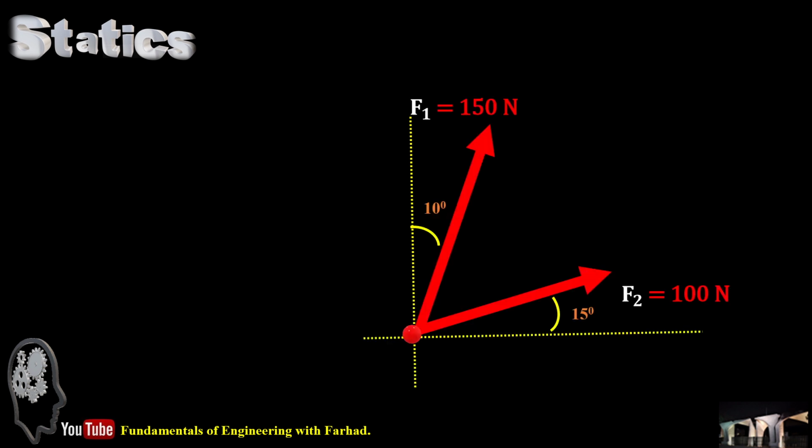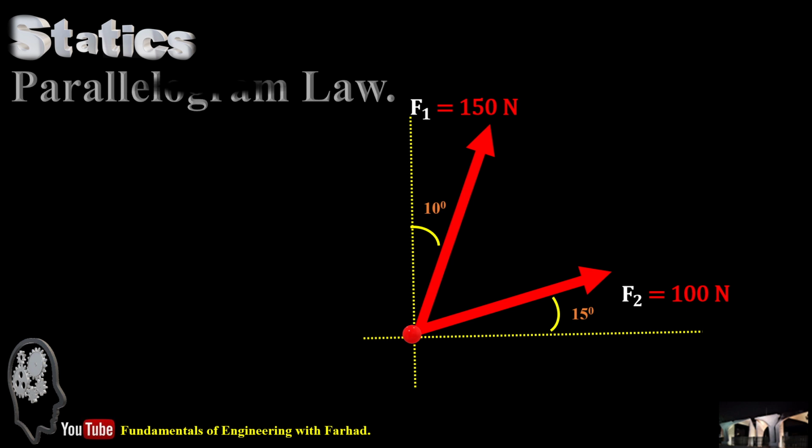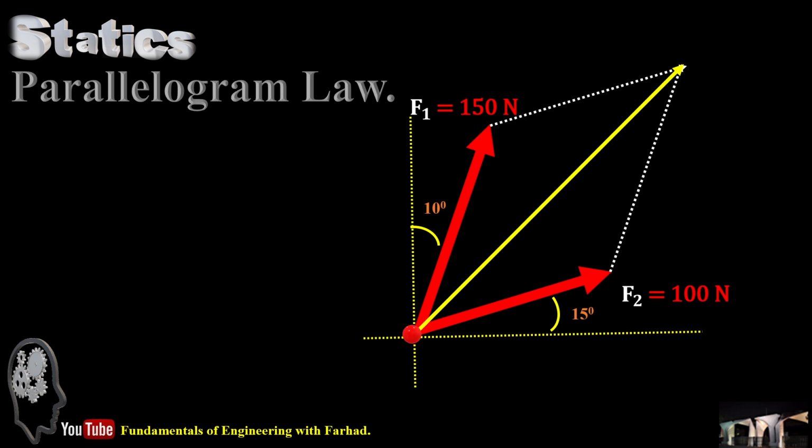By knowing that, we just create our parallelogram law. So if we just shift the F1 to this side and F2 to that side to create a parallelogram, the red line between them is the resultant force, that's Fr.